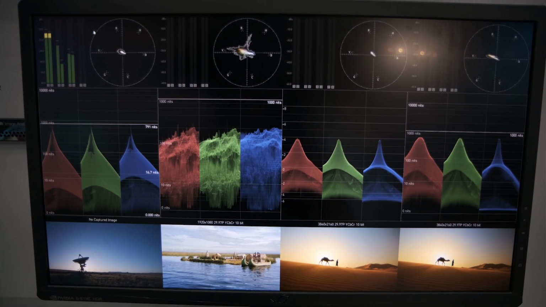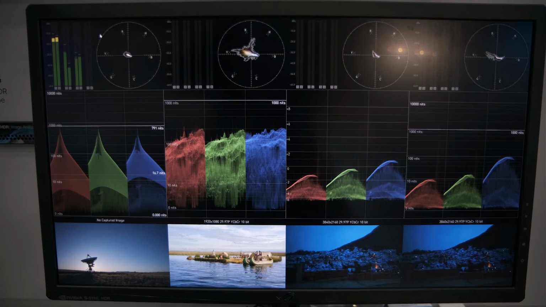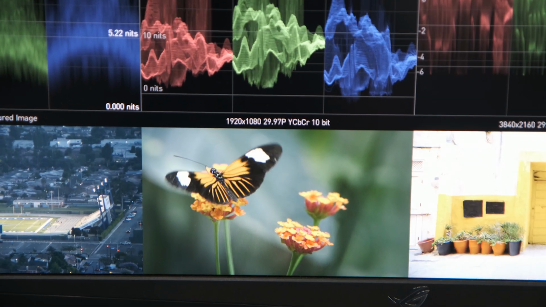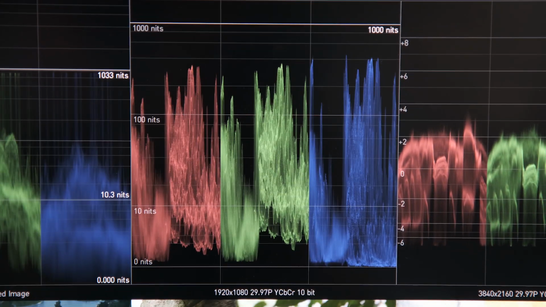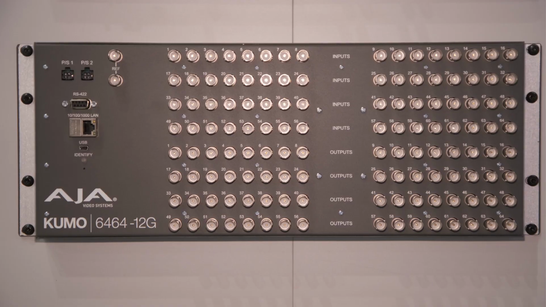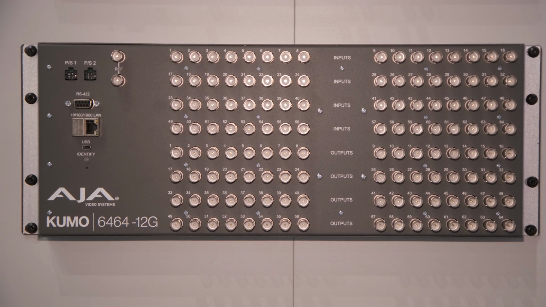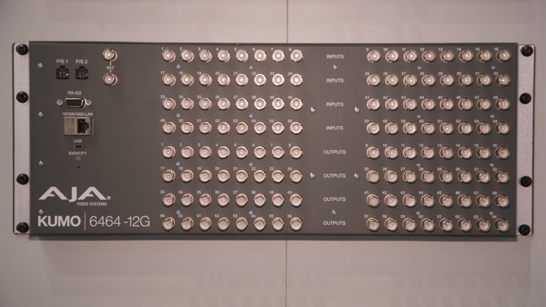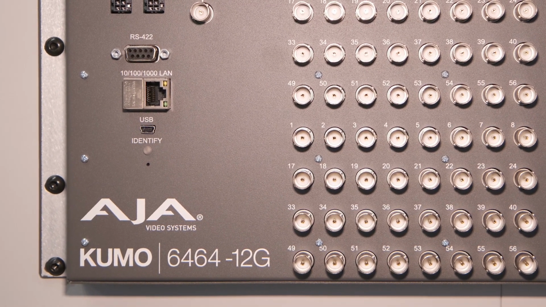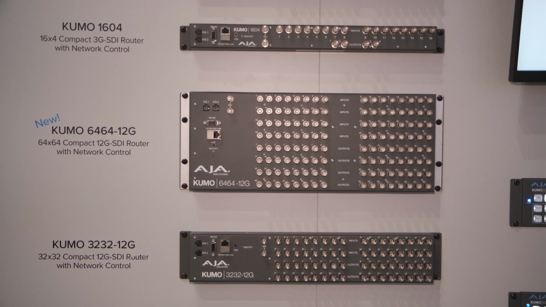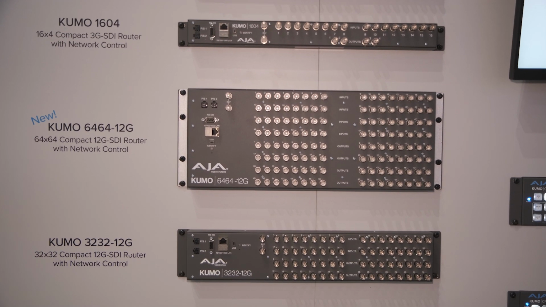So the image analyzer has become a really key creative tool to make sure that all the work you do in HDR has actually got predictable results wherever else you take it. Along that path, we've also introduced the KUMO 6464 12G, which is 64 inputs and outputs, so a very dense router again, 4RU device, but really thin. And that's going to help with a lot of density.